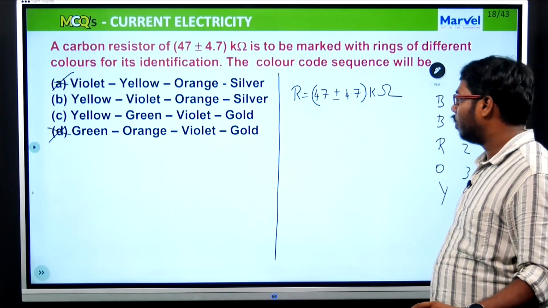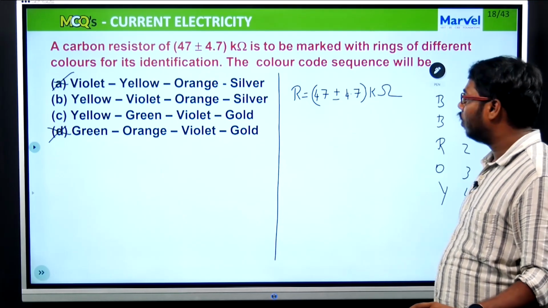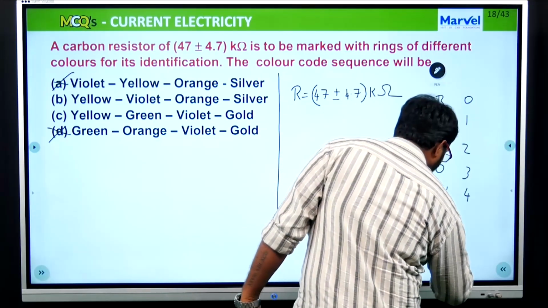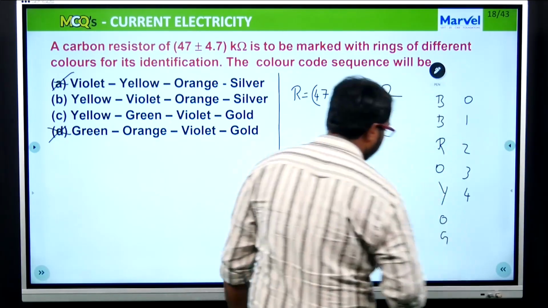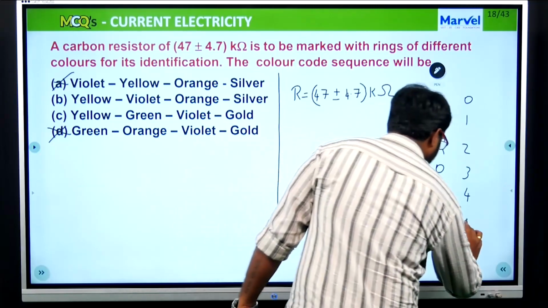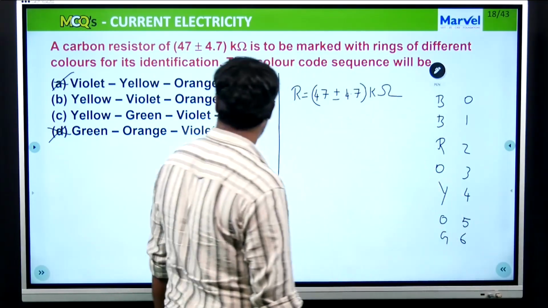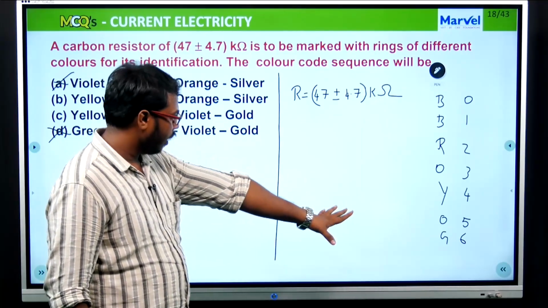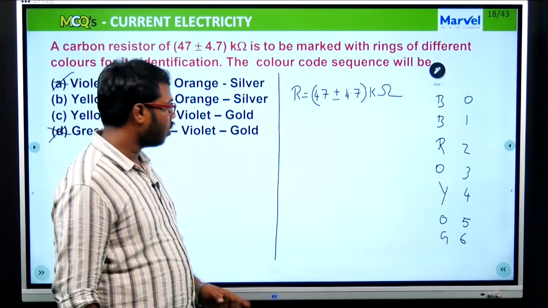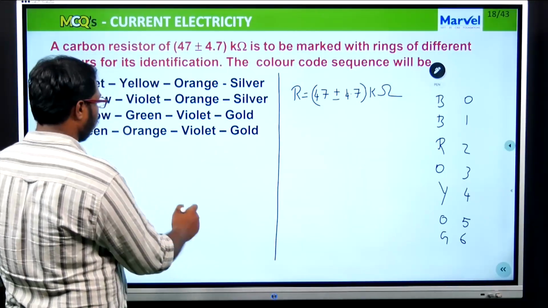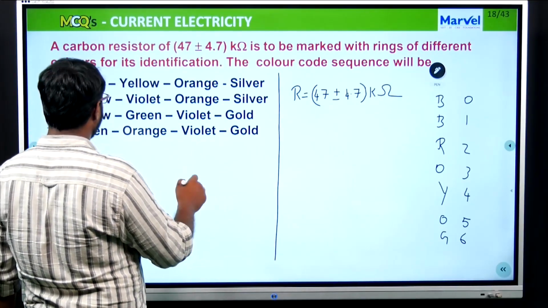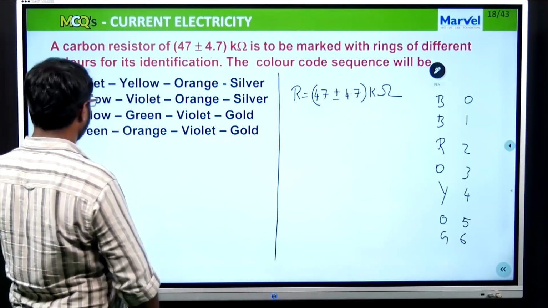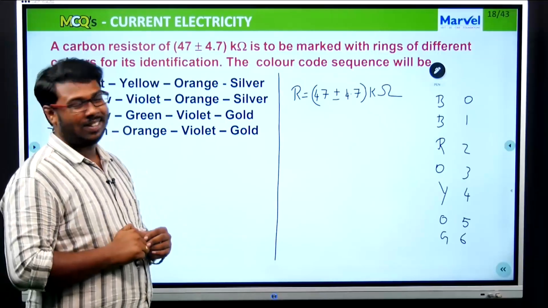Then 7. So again I proceed. B.B. Roy of Great Britain. See, G already comes in. 5, 6, right? Okay, B.B. Roy of Great Britain. G stands for 6, but we have 7. So what I get to know is green will not be our answer. So this itself decides our answer, right?